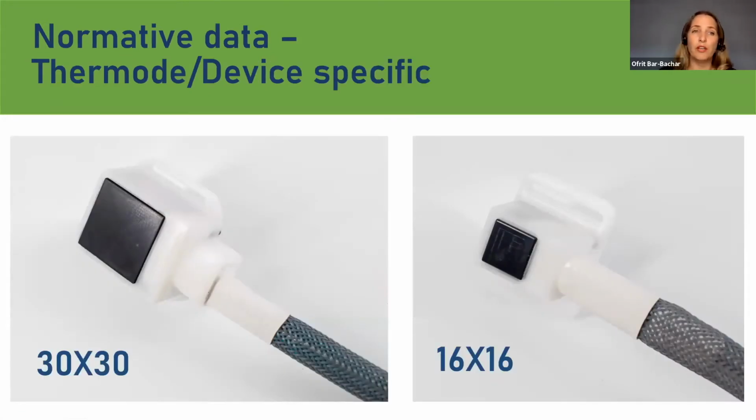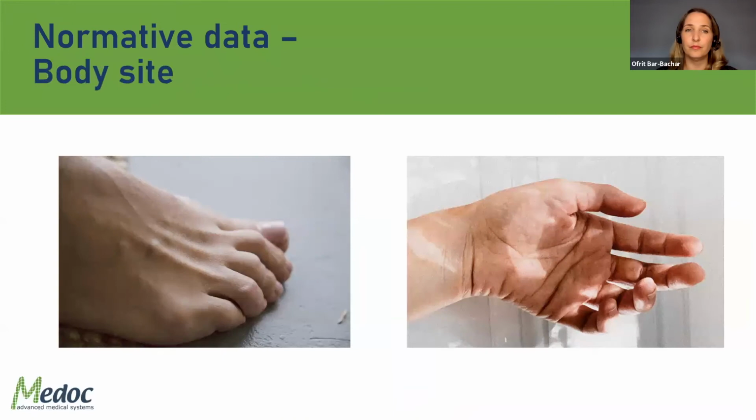Another thing that we need to remember is the device type. We need to keep in mind that the same core technology is used and the same probe site is used. In this case, you can see that there is a probe, a thermode, as we call it in Medoc, that's 16 by 16 millimeters. And there's one that is 30 by 30 millimeters. Of course, you can imagine that the 30 by 30 millimeters has much more spatial summation and therefore will have different results maybe than the one that is 16 by 16. The body side we need to also keep in mind, as there is a difference in innervation density and distance to the brain for different body sites.